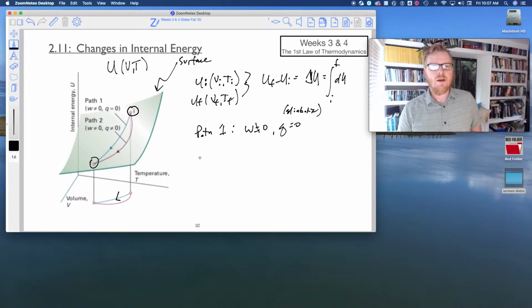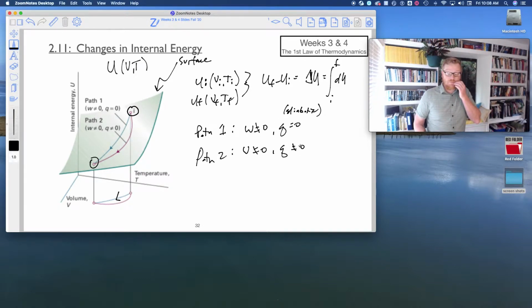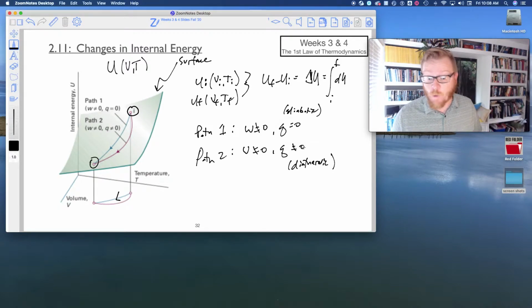Okay? But now what about path 2? In path 2, work is non-zero, and the heat is also non-zero. Okay? So that means this would have to be in some type of diathermic container. And so path 2 could correspond to, well, it can't be free expansion because the work is non-zero. So this would have to be reversible work, but non-adiabatic reversible work.